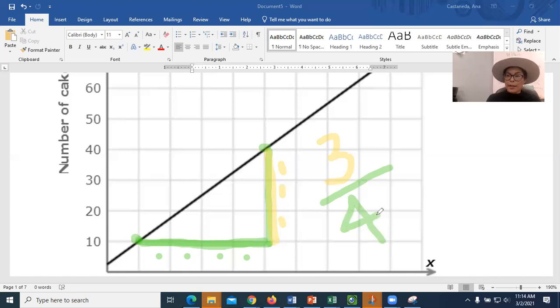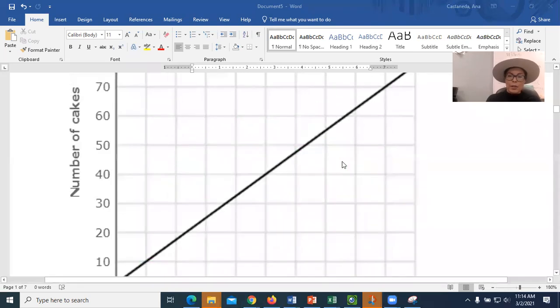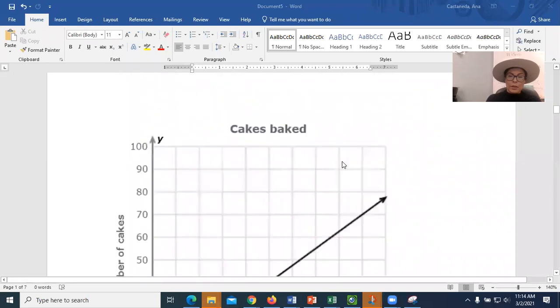Is your slope positive or negative? Because you would write your name on it. Your name is going up, so your slope is positive. Very good. Let me do the next one. Okay, that was the same one.